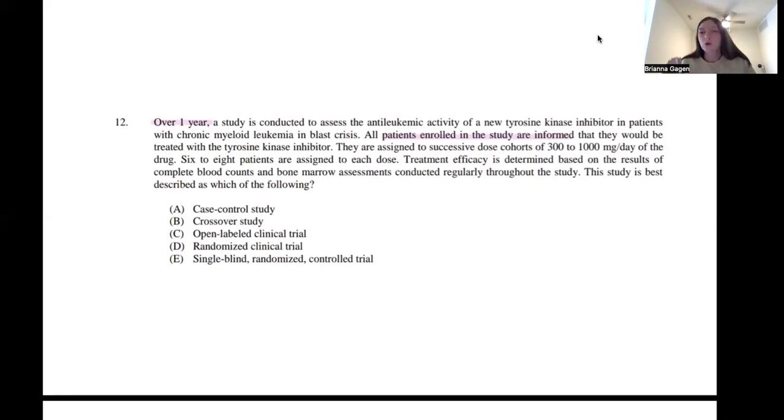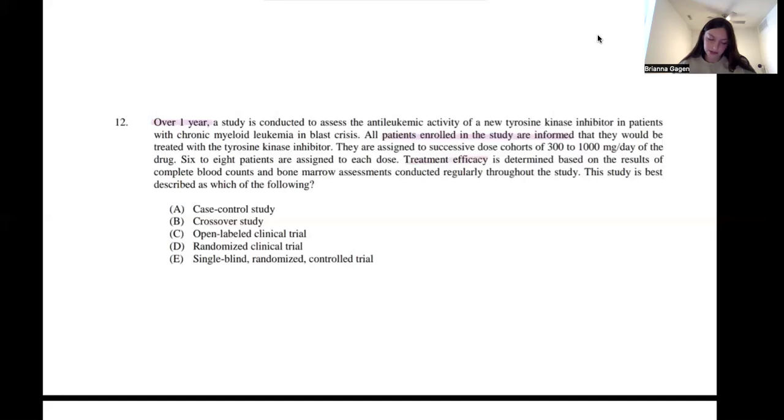So I think it's important in these question stems to not get caught up in the information about how they're determining treatment efficacy and things like that. And even the tyrosine kinase inhibitor. We could literally read this as over 1 year, a study is conducted to assess the efficacy of a new drug in patients with a disease. You can dumb it down as much as that so that you don't get caught up in those details. So here we're looking at treatment efficacy.